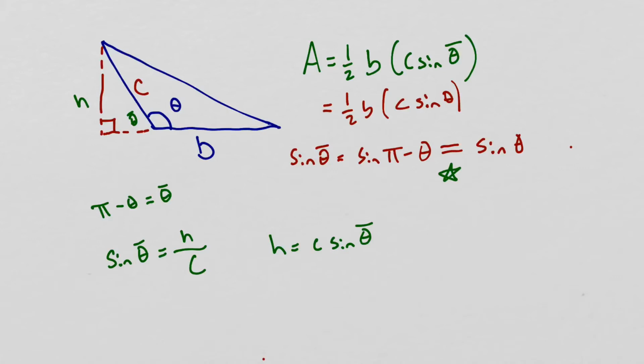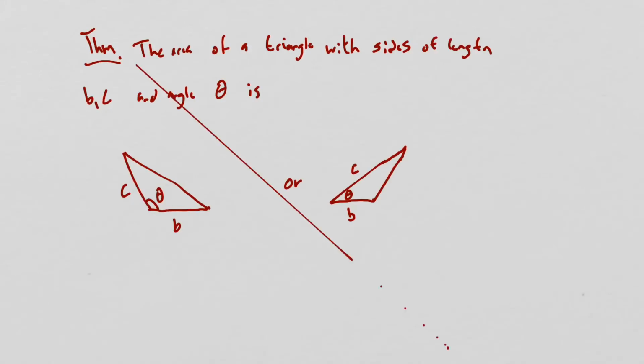We'll summarize this result now. The area of a triangle with base c, one side length b, and angle theta, where theta is either an acute angle or a non-acute angle, is given by the following formula. Area is 1/2 the base times c sine theta.